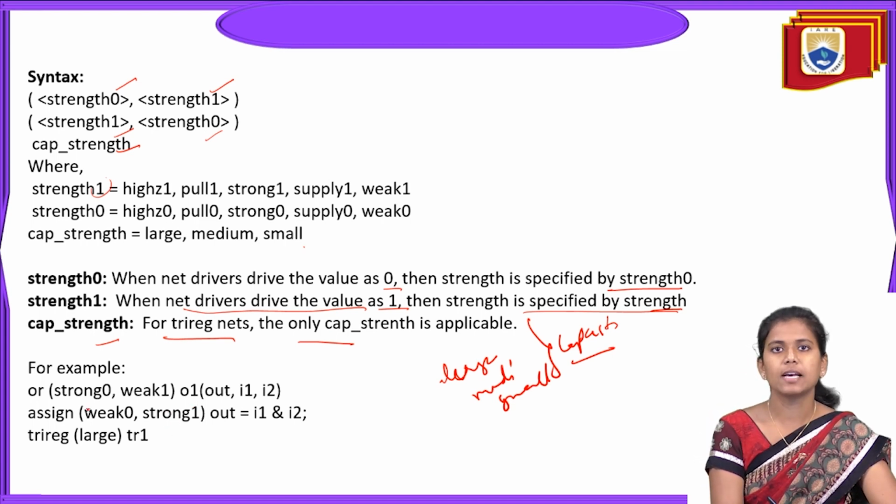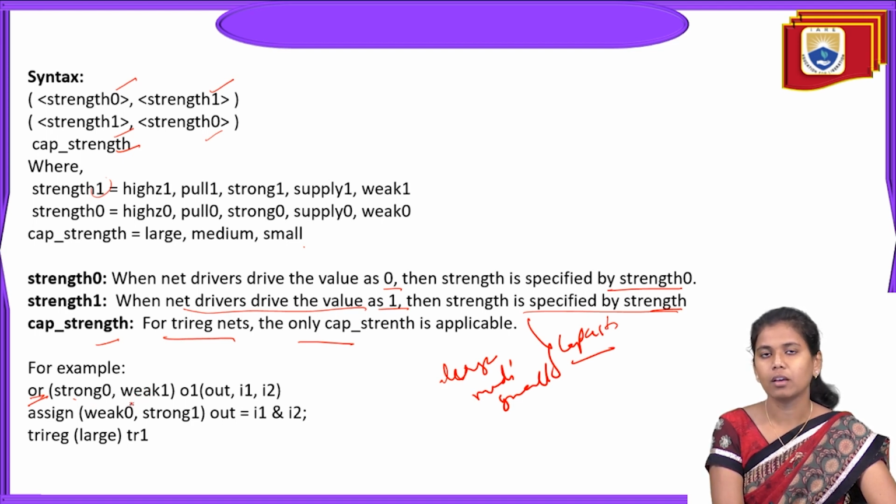So here they have given an example. In the particular example we see an OR gate. Okay, the name of the gate that you are using is OR gate. And coming to the strength level, the strength level is strong 0 and weak 1. Okay, strong 0 and weak 1, this is the combination of strong and 0.